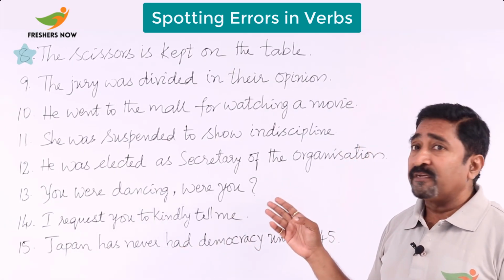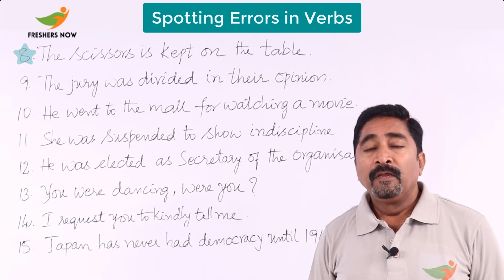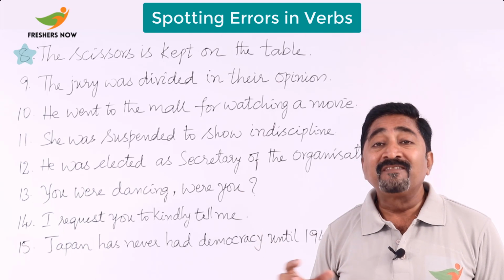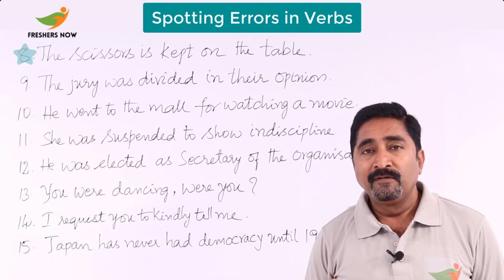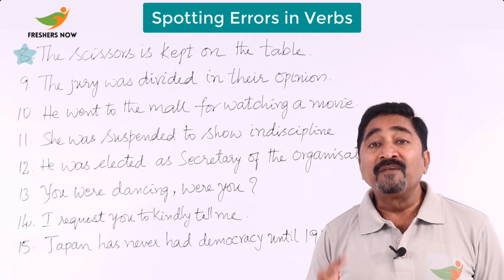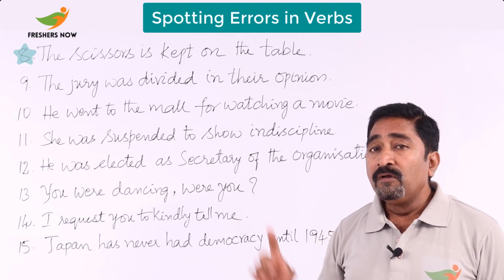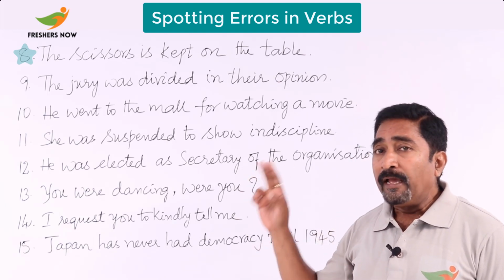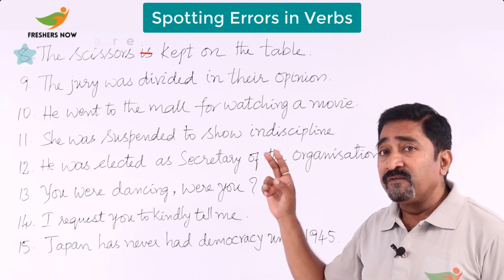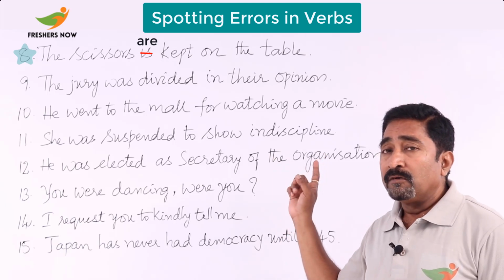Now let's do the next sentence. The scissors is kept on the table. Here we should have a check on the subject. Scissors. It's a pair of scissors. It's not a single one. It's a pair of scissors. So the subject is plural, and so we should use the plural verb. That is, the scissors are kept on the table.